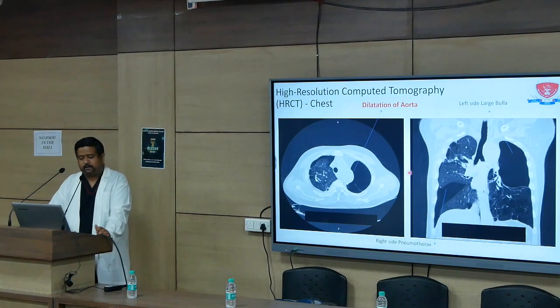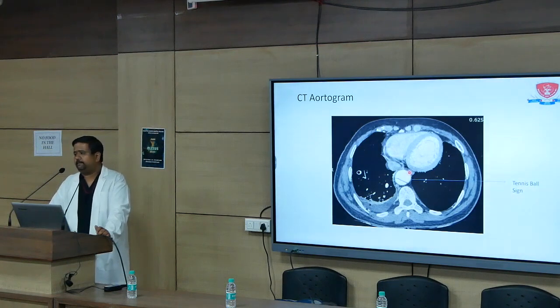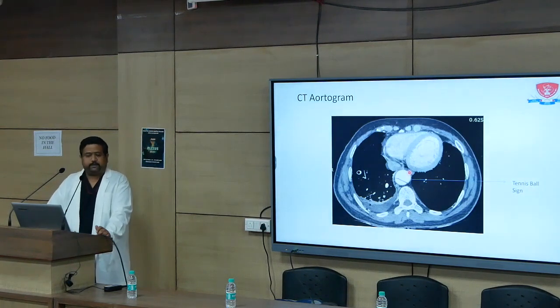The HRCT which was done reported dilatation of the aorta, for which a CT angiogram of the aorta was done, which was suggestive of the tennis ball sign. Can anyone tell what this sign is significant for? This is suggestive of aortic dissection.